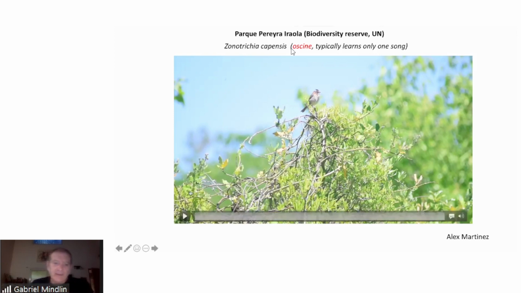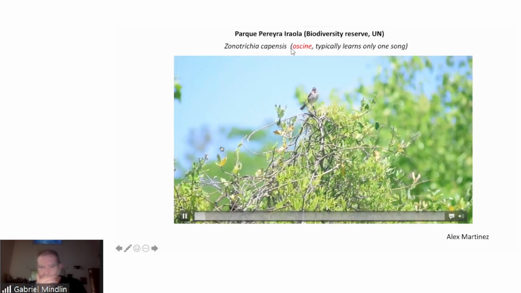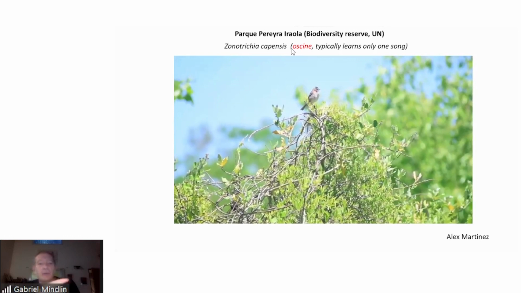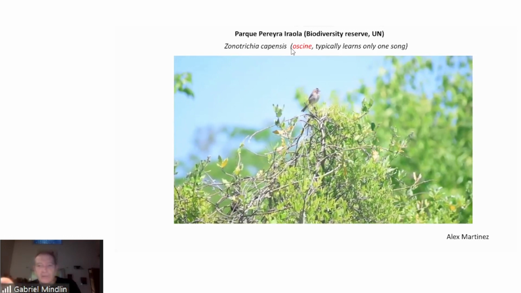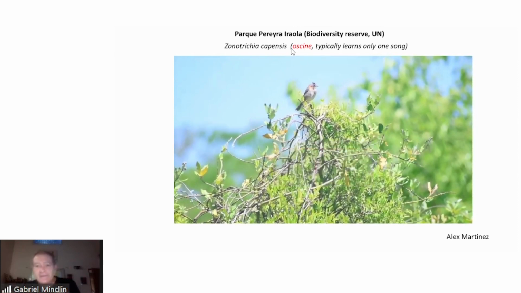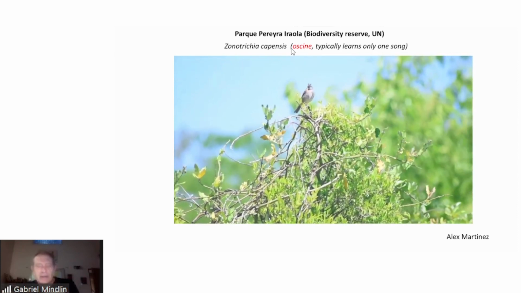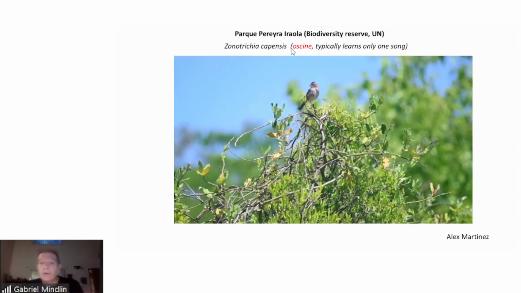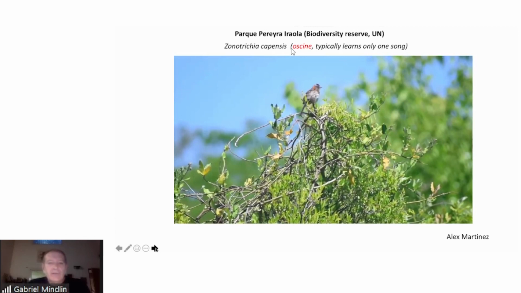So what I'm describing here is a sparrow. It's called a chingolo sparrow, Zonotrichia capensis. So it's a bird that lives where I live. I'm superimposing the sonogram, which is a spectral representation of the song. In the horizontal axis you have time, and the vertical axis you have the frequency. And this is a bird that learns only this one song, but it has to learn it from a tutor.